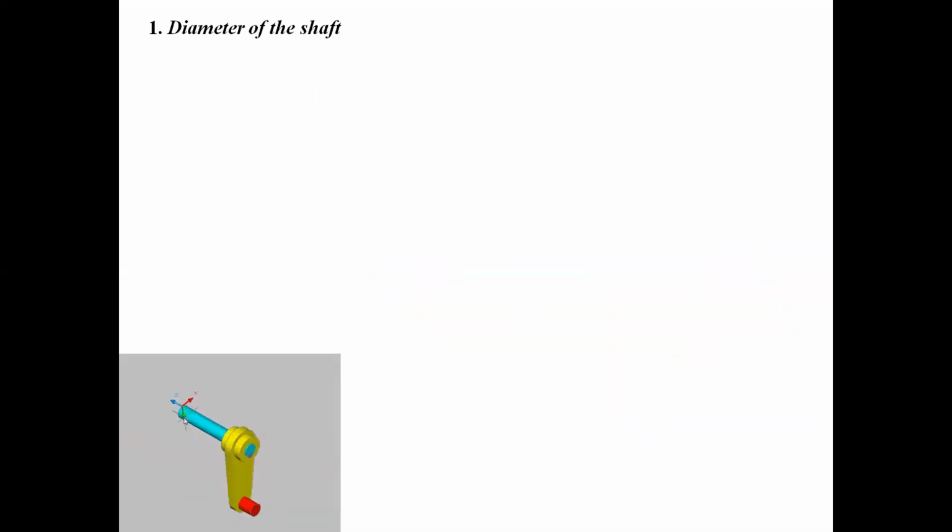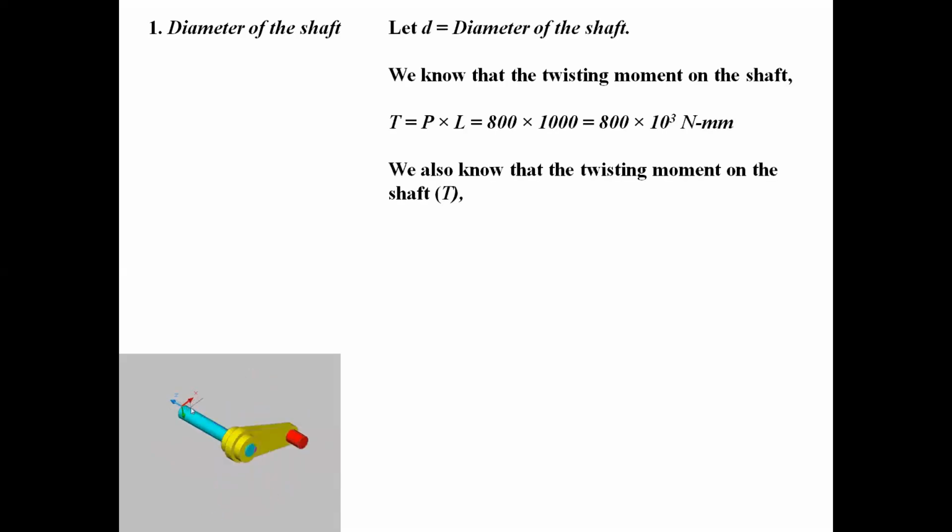First is how to find the diameter of the shaft. We know that the shaft is subjected to twisting. You can also look at that video. You'll find that the shaft is rotating. So if the shaft is rotating, it is going to twist. So let D be the diameter of the shaft. How much is the twisting moment?